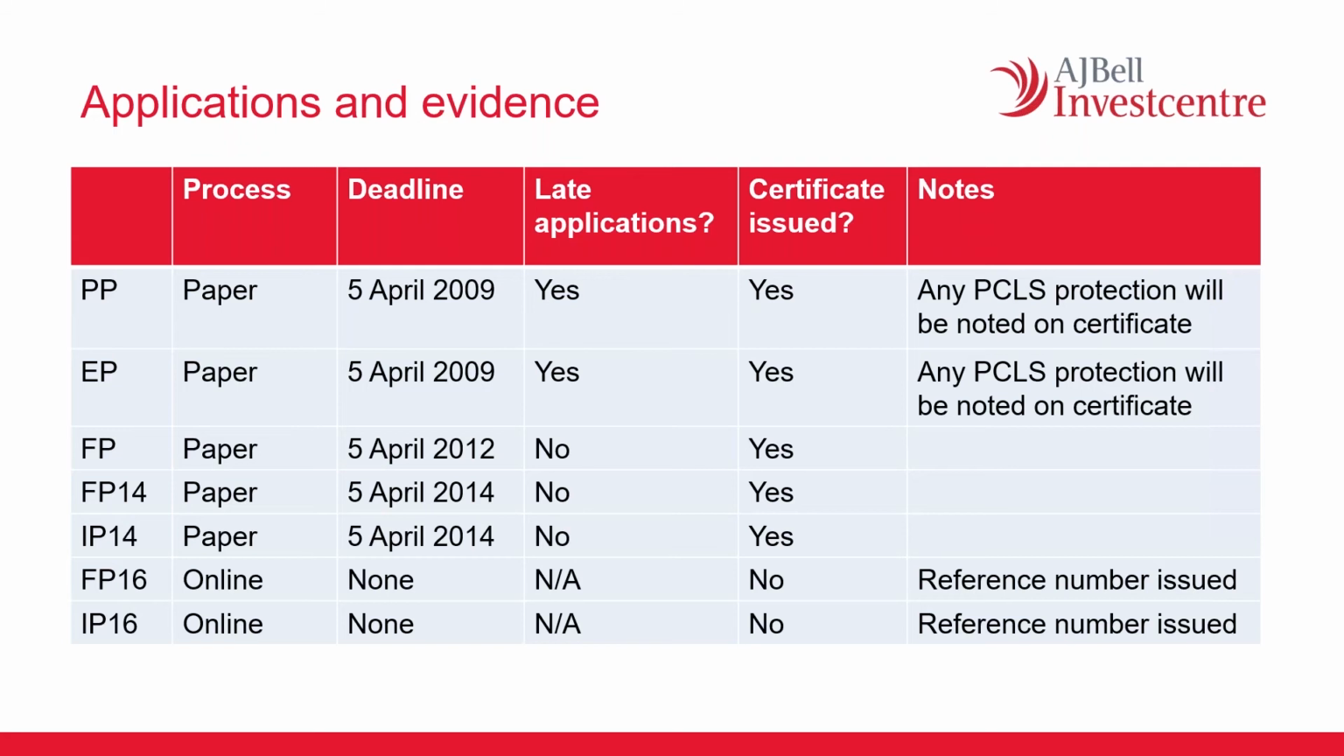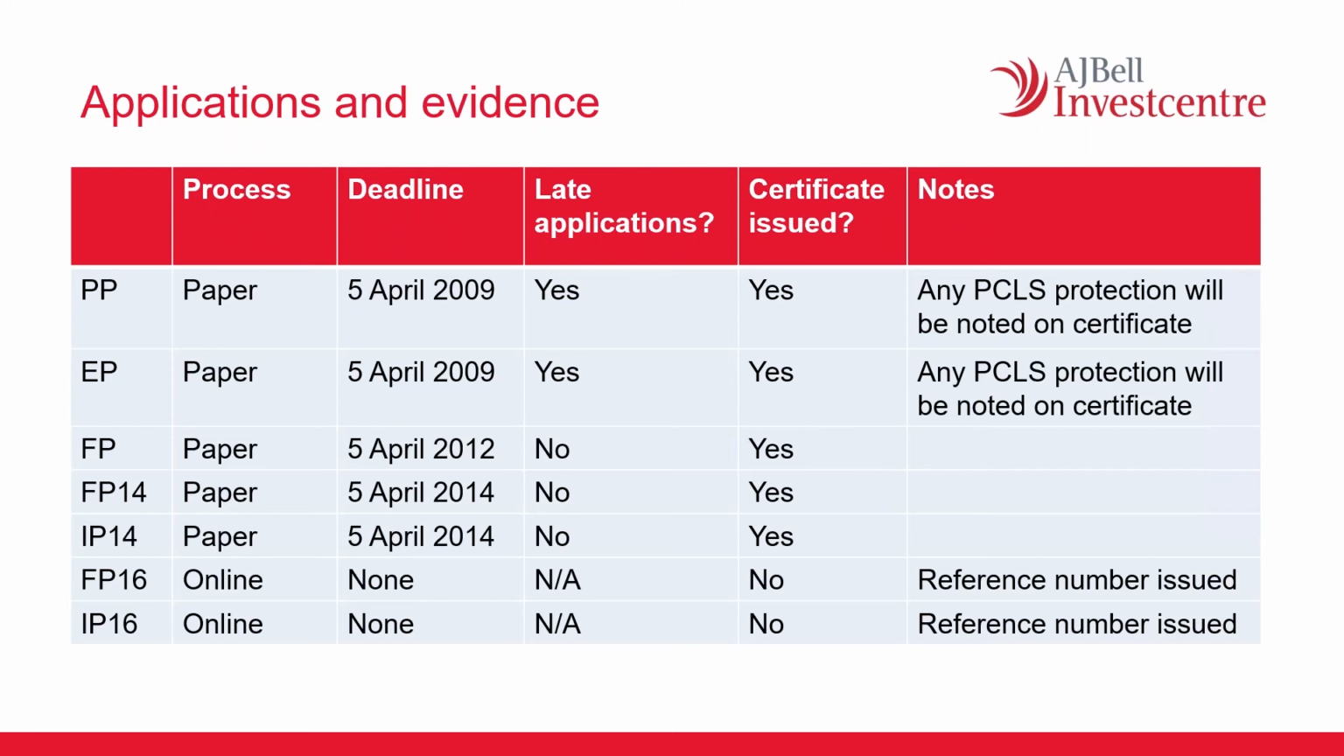With primary and enhanced protection, you could have lump sum protection as well. If that was the case, it will be stated on the certificate. With fixed and individual protection, there's no option for having lump sum protection as well. It'll just be that the PCLS will be 25% of whatever the protected amount is. And on the online forms, you just get a reference number issued, and then there's a lookup service for the scheme administrator to check what the level of protection is on those ones.